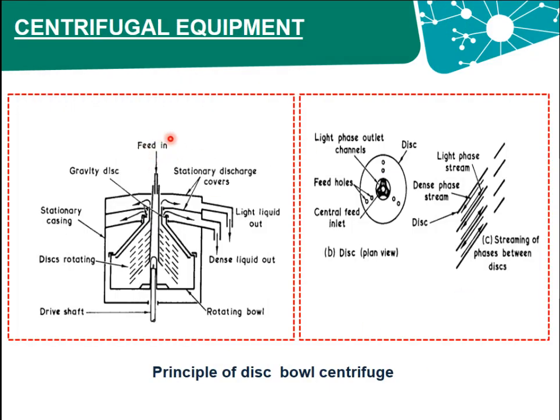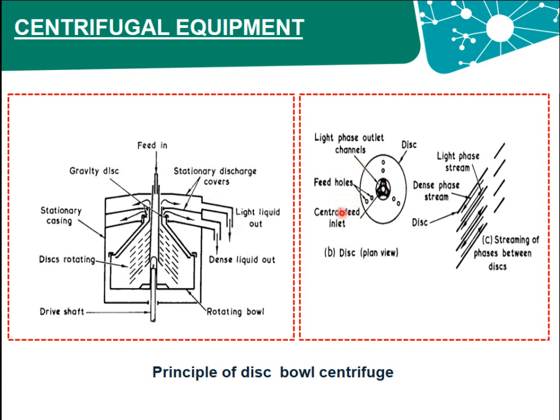If we look at this diagram on the left, you've got your feed coming in. These are gravity discs here. There's a stationary discharge cover, which basically separates, and then there's a rotating bowl. This is your bowl that is rotating here, and you also have the discs that are rotating. This drive shaft is what holds the discs together, right? It goes in here on this disc. And obviously this is your stationary casing. So basically how we affect separation here is that the dense liquid comes out here on this stream, and then the lighter liquid will come out on the other stream as this disc rotates.